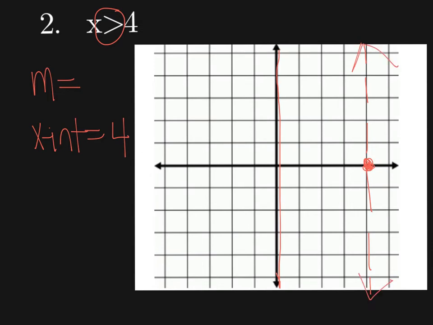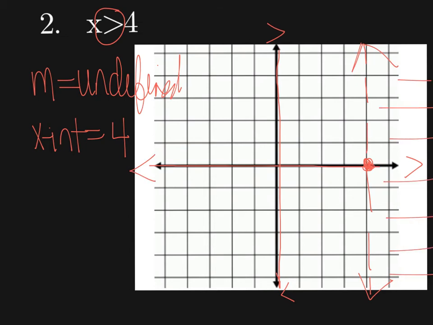All right, so my slope is undefined. It's a vertical line. Now, x is greater than. Here, if I do my greater than or less than on the y, they're both on the same side. So this doesn't actually work. So if I look at my x-axis, bigger numbers are to the right, smaller numbers are to the left. And this is greater than, so I'm going to shade to the right side.